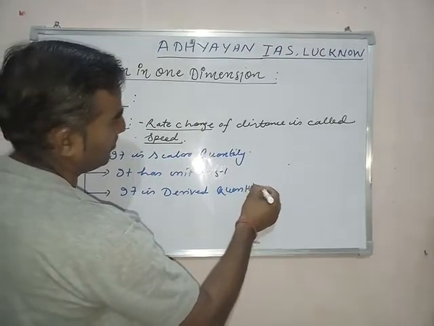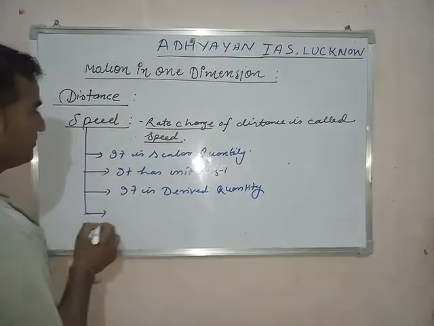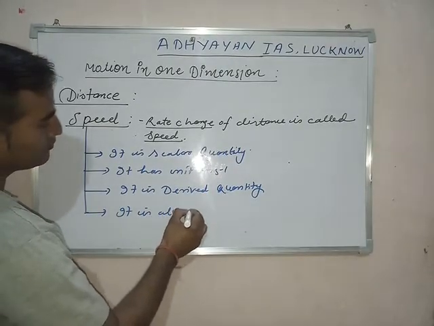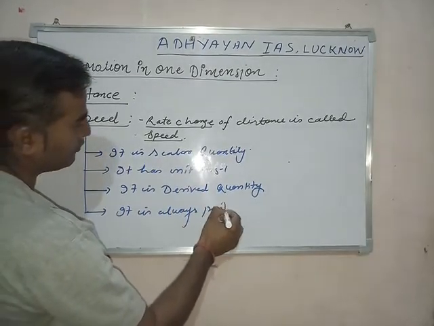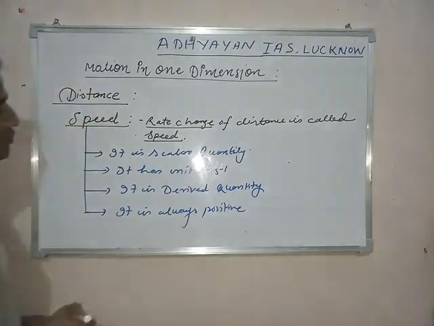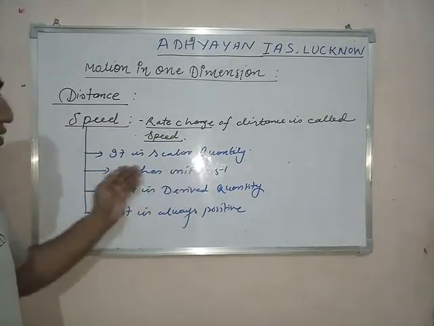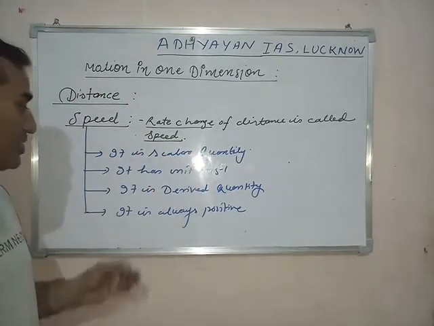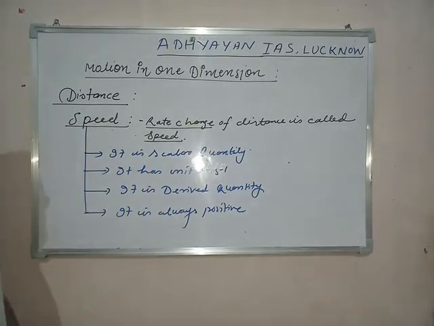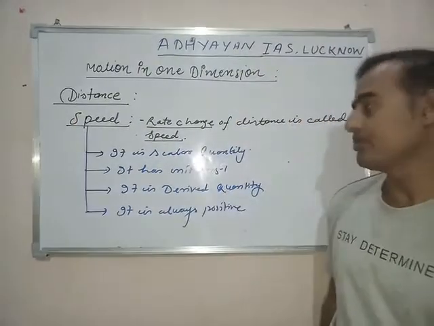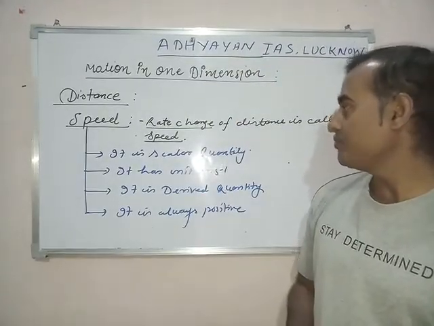It is a derived quantity. It is always positive. So these are the basic properties of speed: a scalar quantity, with unit meter per second, a derived quantity, always positive. And if you want to calculate the speed, you divide the distance covered by the particle by the time taken.